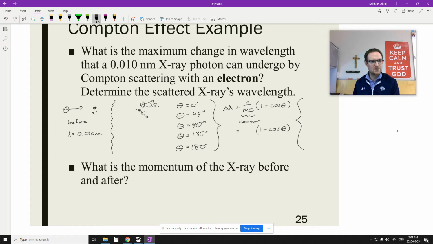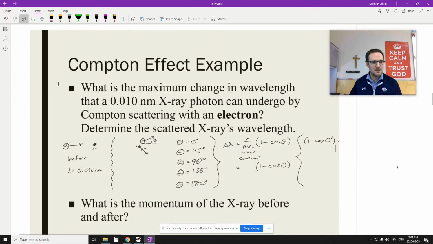So when I have 0 degrees, 1 minus cos 0 degrees, what happens? If you know anything about unit circles, cos is the x value. Cos 0 is 1. So this would be 1 minus 1, which is 0 times a constant, so this will just end up being 0. If I don't hit anything, I just go straight on through. There's no angle scatter. I'm not going to transfer energy to anybody else, so I wouldn't have any change.